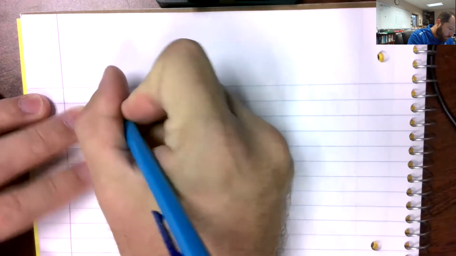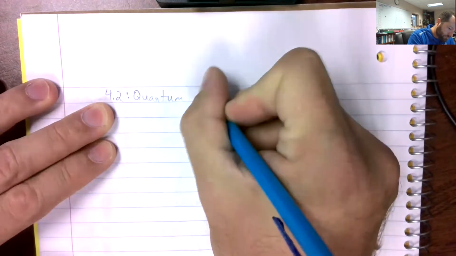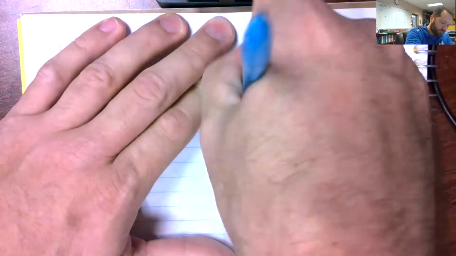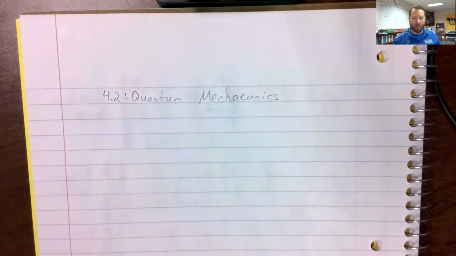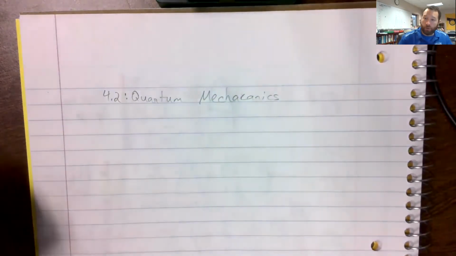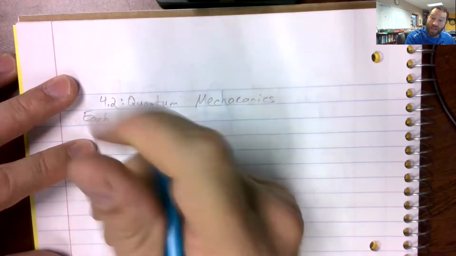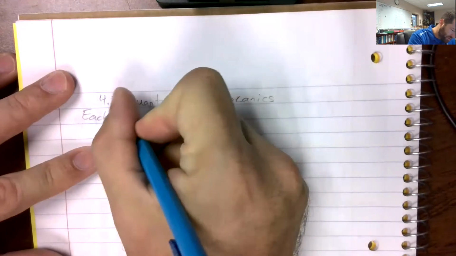Today we're taking a look at quantum mechanics. So this is 4.2. Quantum mechanics. And this is our description of where the electrons are in the nucleus. Sorry, where the electrons are in an atom. They're not in the nucleus. That would be protons and neutrons in the nucleus.